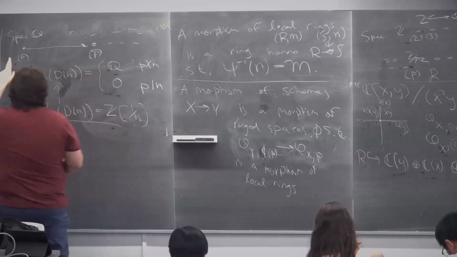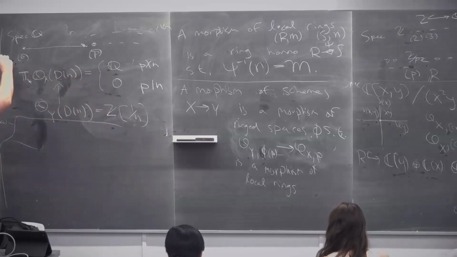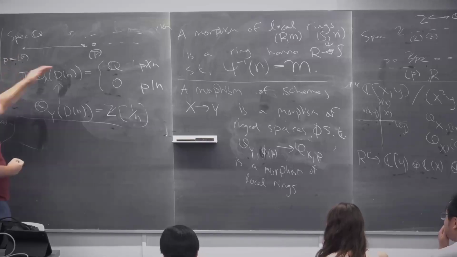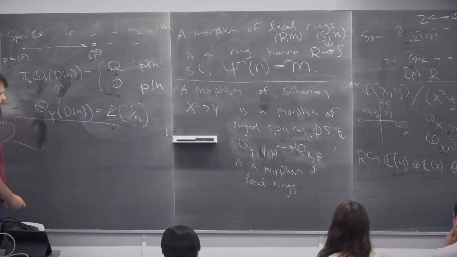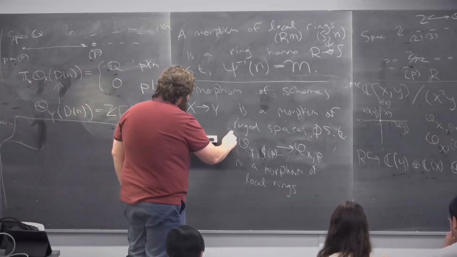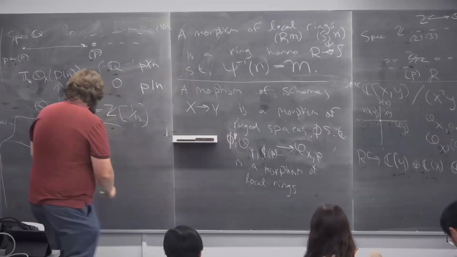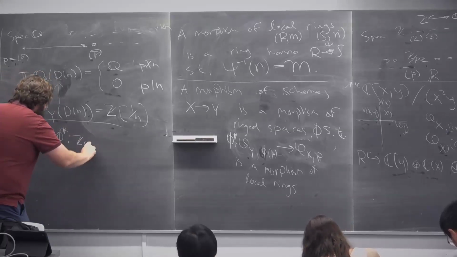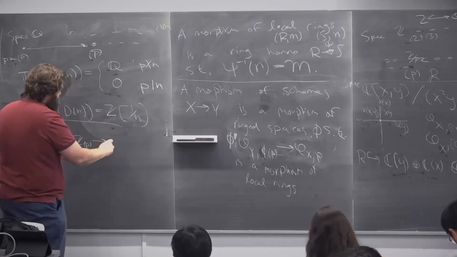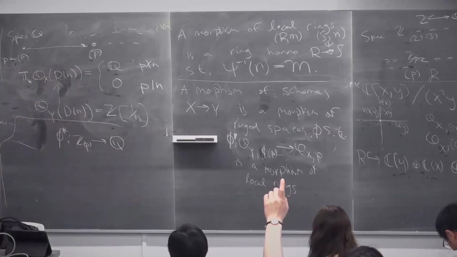So if I go to this example and I apply this construction for the point P equals 0, well, when it goes to the prime P, then the map I get, phi sharp, is the inclusion of this localization of Z into Q. And that's not a morphism of local rings.